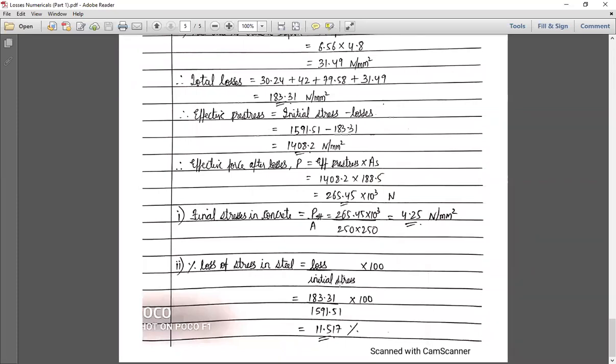Yes, I hope this is clear to everyone. Is this clear? ठीक है.